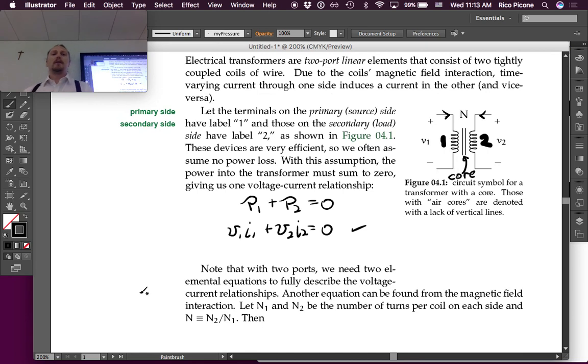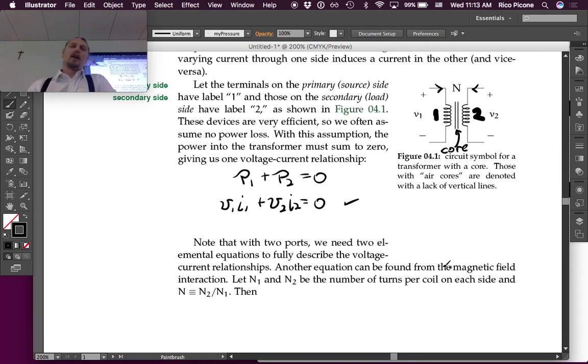But with two ports, we need two elemental equations to fully describe this, because we needed one elemental equation to describe the voltage-current relationship when we only had one voltage and one current. Now we have two voltages and two currents, so we need two equations. So power conservation gave us this one. Now we're going to look to the physics of what goes on in there for the second equation.